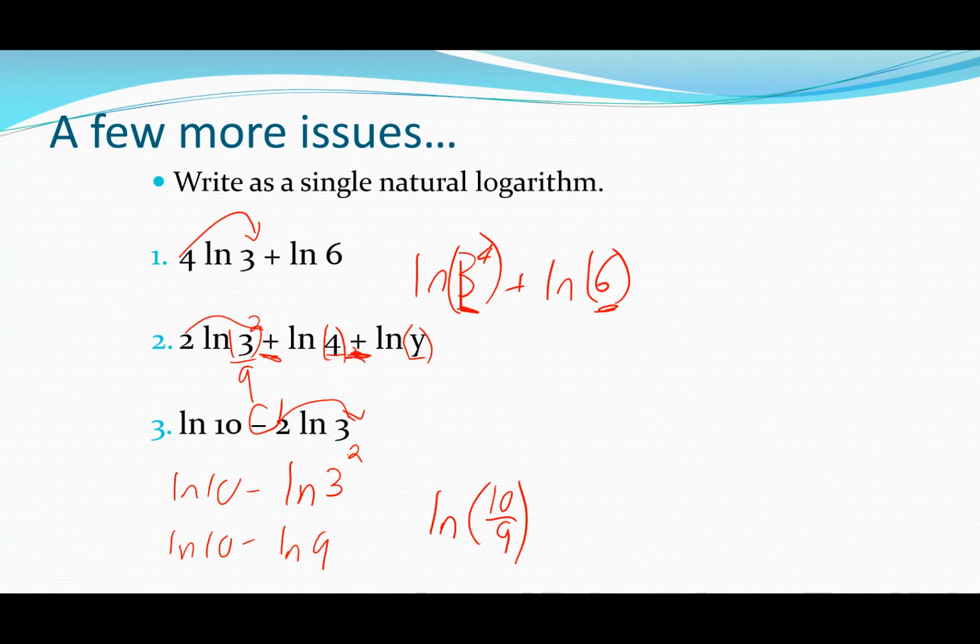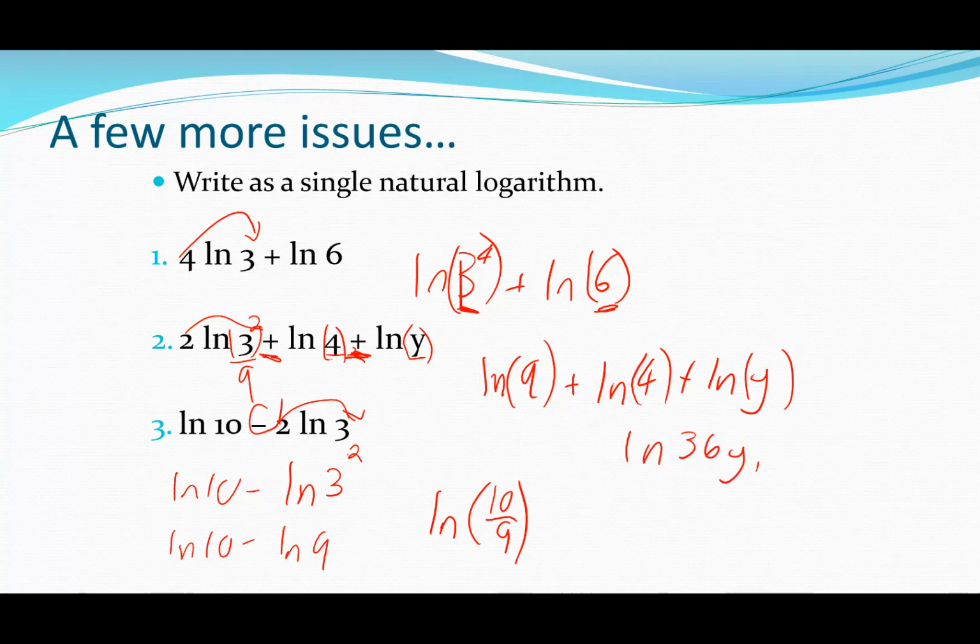If you're wondering about number 2, if you have the natural log of 9 plus the natural log of 4 plus the natural log of y, then you're doing 9 times 4 times y, which makes the natural log of 36y, if you multiply all of them together. So just keep that in mind. Same rules as before. But now let's solve these equations.